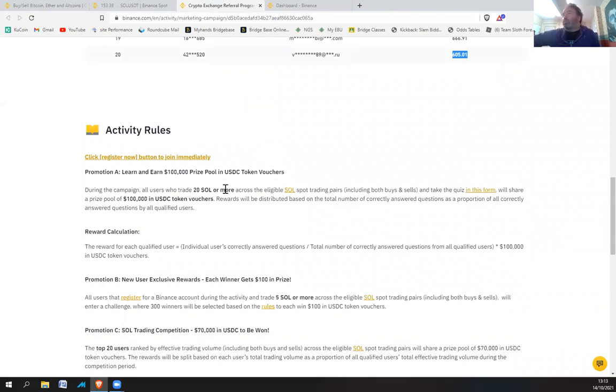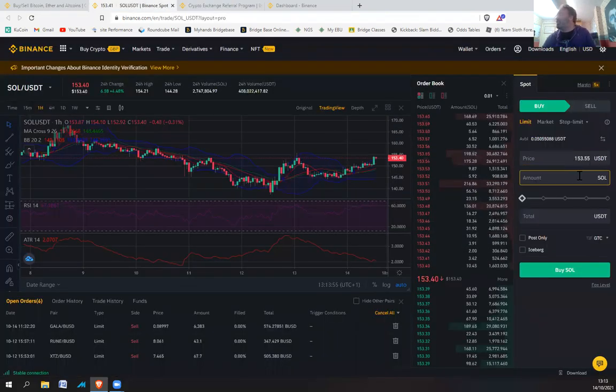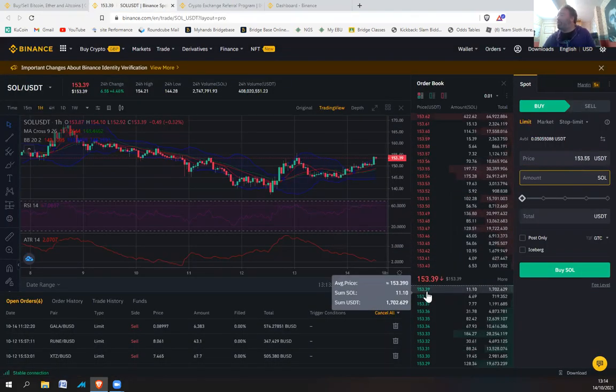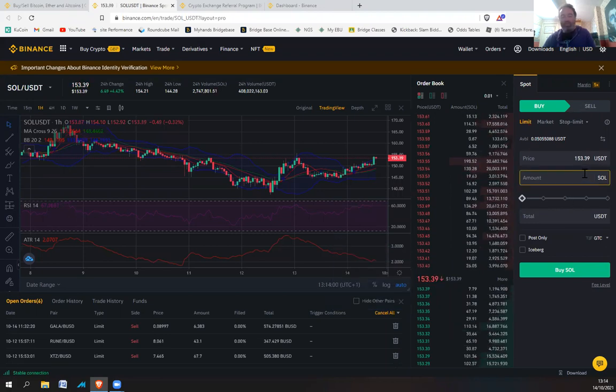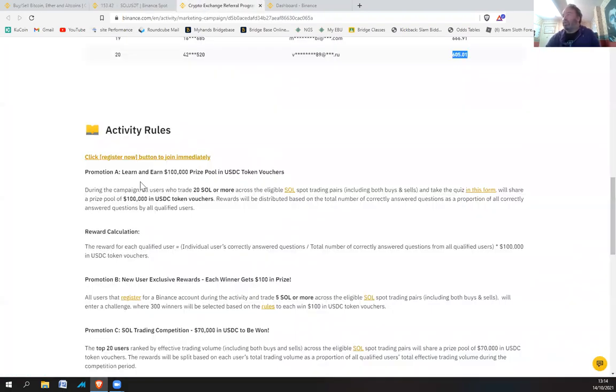By my maths, that is quite a lot. The easiest way to do it is to put in an amount that you're going to buy and then put in 20 Sol. So your maths isn't very good. That equates to 3,067 USDT as we currently stand. In order to get this reward, you would have to do that amount of trading. And you also have to take the quiz in this form, which I'm going to go and do hopefully in a minute. But let's just carry on reading.